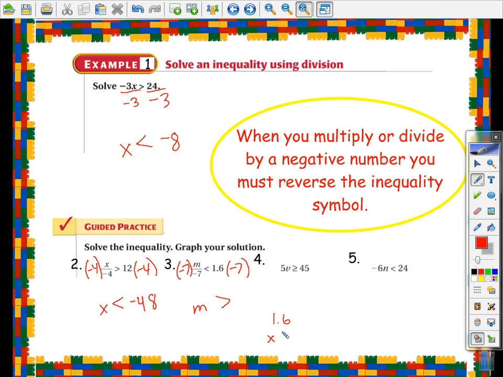1.6 times 7, if you need to go off on your paper, 7 times 6 would be 42. 7 times 1 is 7, plus 4 is 11. There was one decimal in my question and one decimal in my answer, so it's going to be negative 11.2. Now, number 4, dividing by 5, I do not have to reverse the symbol, v greater than or equal to 9. Number 5, dividing by a negative 6, I absolutely must reverse the symbol, n is greater than negative 4.